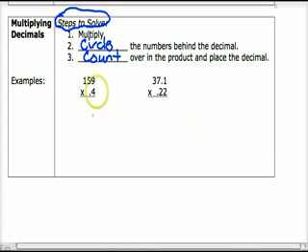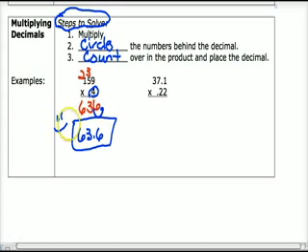Our first step is to just multiply. So this is 36, 20 plus 3 is 23, 4, 6. Second is to circle the numbers behind the decimal. I have one number behind the decimal. And step 3, count over in the product and place the decimal. So our decimal is understood to be here right now. We have one number circled, so we move it over 1. So 63.6 is the answer.